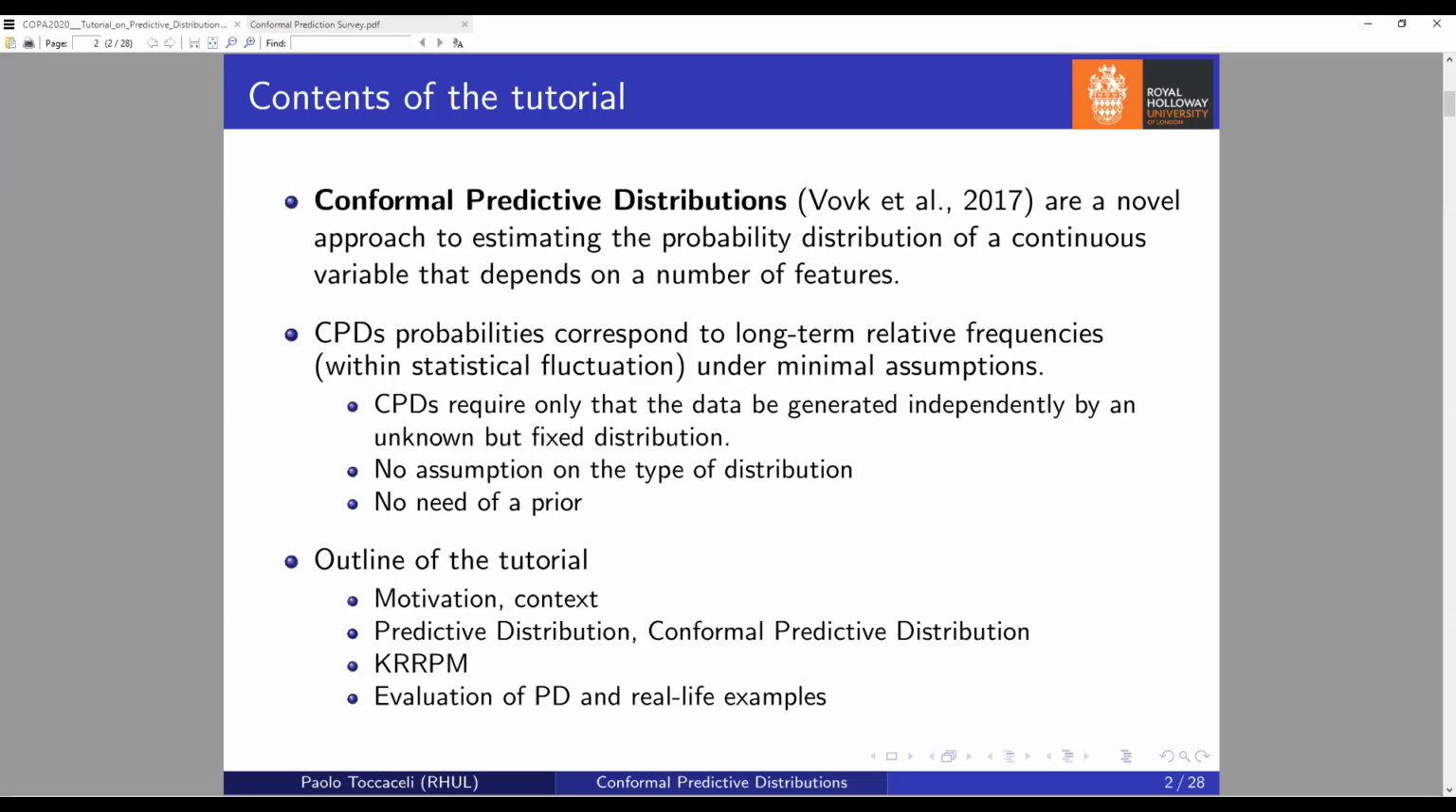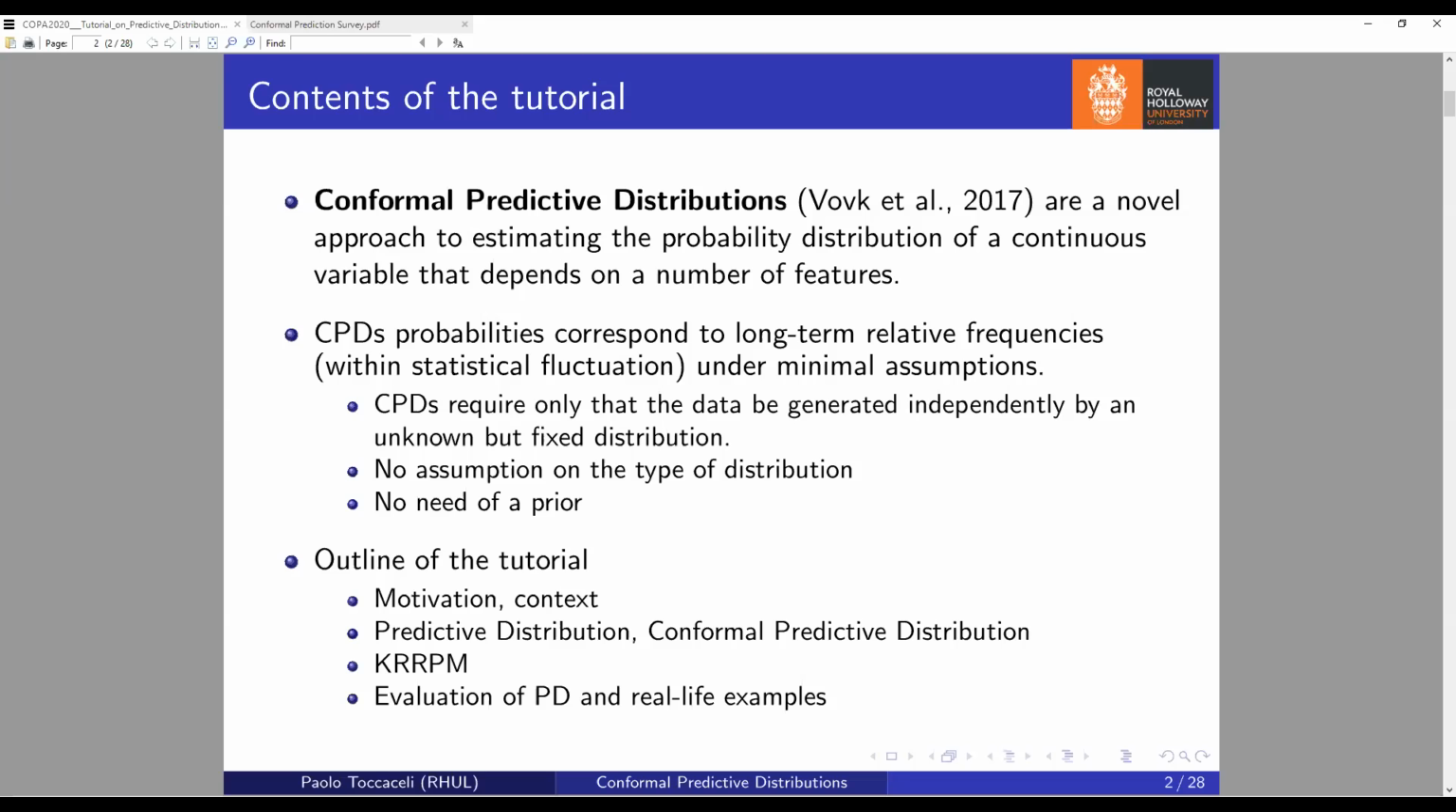The key property of conformal predictive distributions is that the probabilities that they output correspond to long-term relative frequencies within statistical fluctuation, and they do so under minimal assumptions. So they require only that the data be generated independently by an unknown but fixed distribution. So there is no assumption on the type of distribution, and there's no need of a prior.